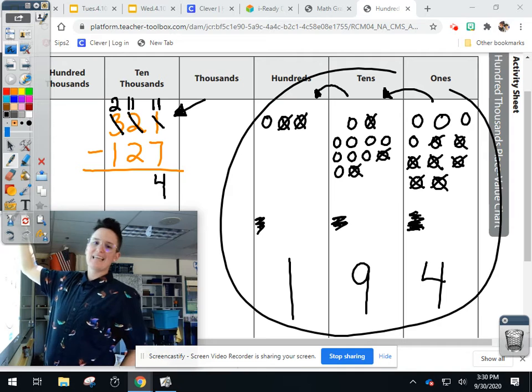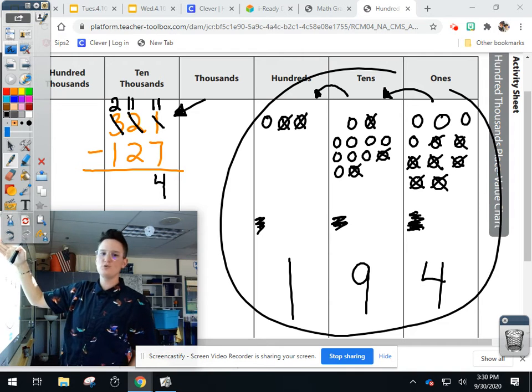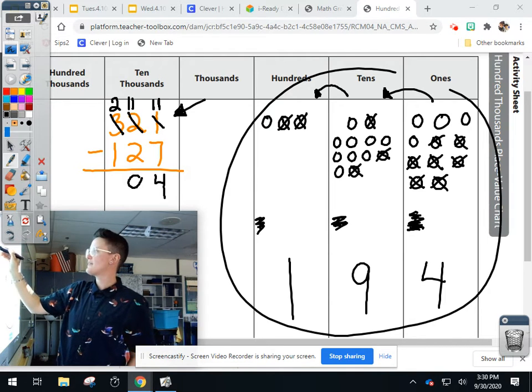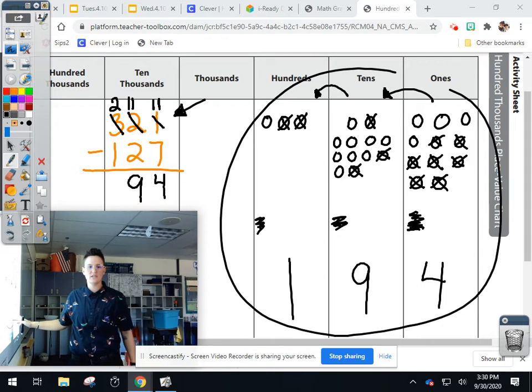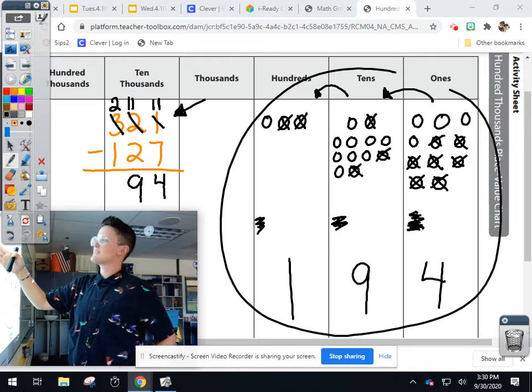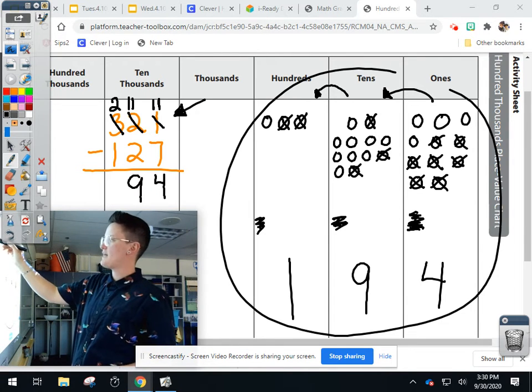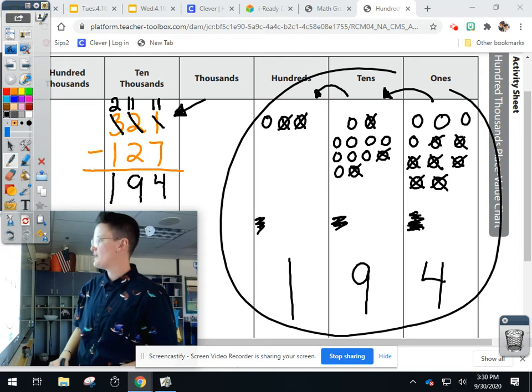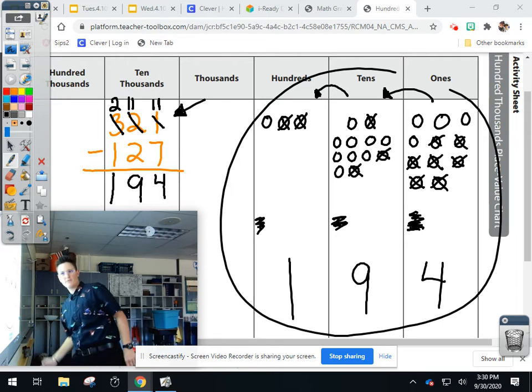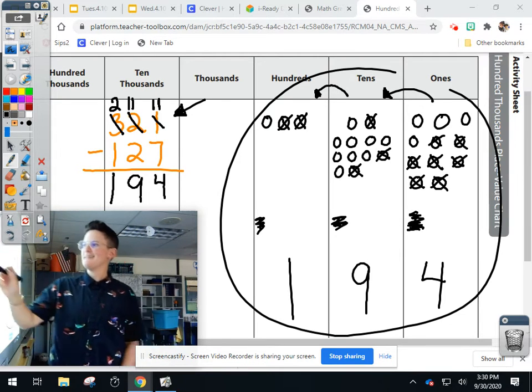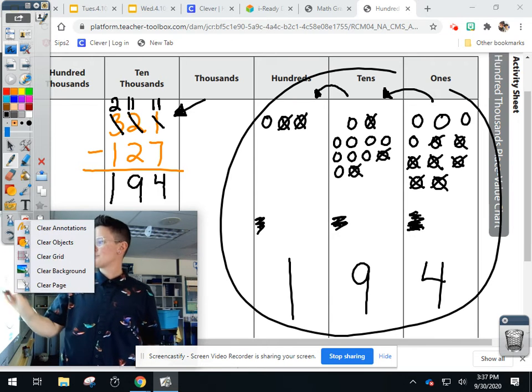We take those 11 tens and subtract 2 tens. That leaves us with 9 tens, which is the same answer we got when we used our place value chart. And then I go to my hundreds place. I have 2 hundreds. I'm taking away 1. I can do that. 2 minus 1 is 1, and that leaves me with 194. Okay? All right. Let's do another one of those real quick.